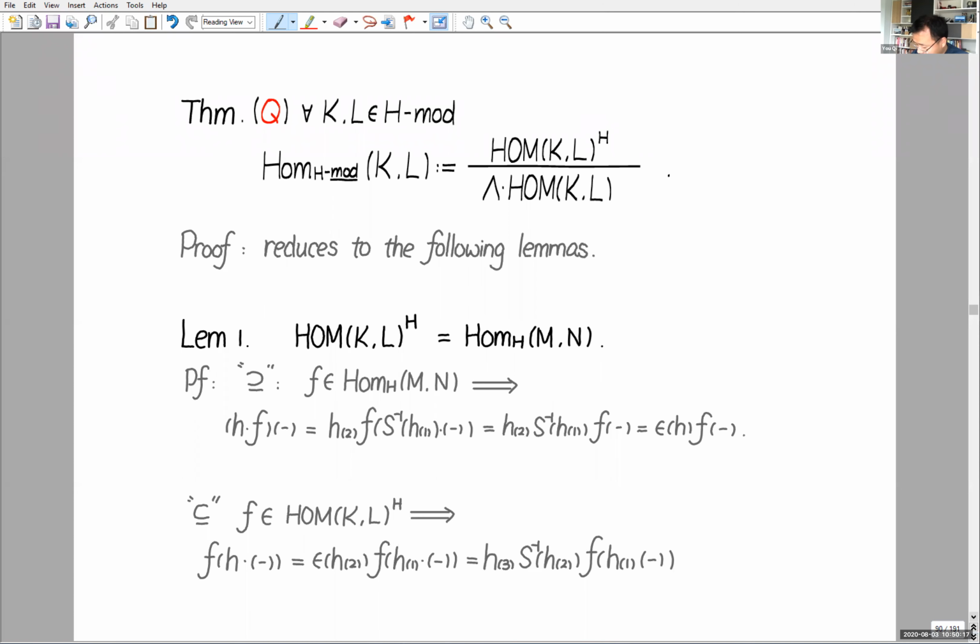Now this is exactly the same as this, H2 applied to H1 acting on F by our axiom. Now you do this trick again. This is just because F is invariant, so this is just epsilon of H1. And so this is H, you can take H out. So this is H on the left-hand side. So in particular, F is H linear.